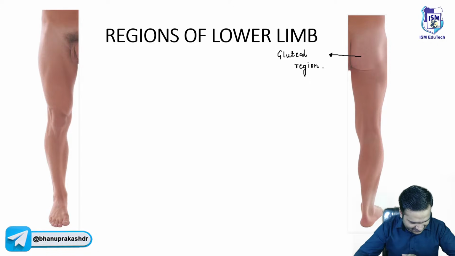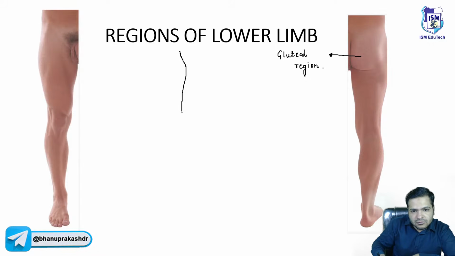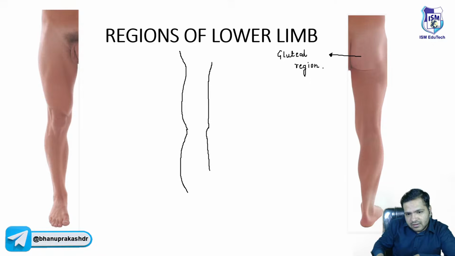Now, if we start with the regions of the lower limb, you already know that we have something called the hip joint. Let me just draw it for you so that it is way easier for you.